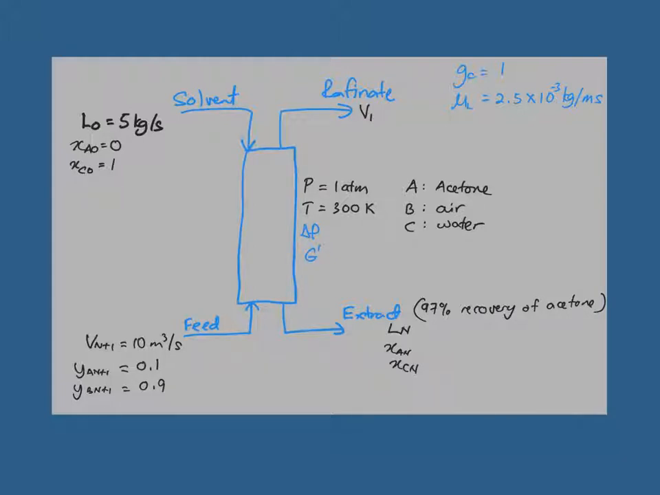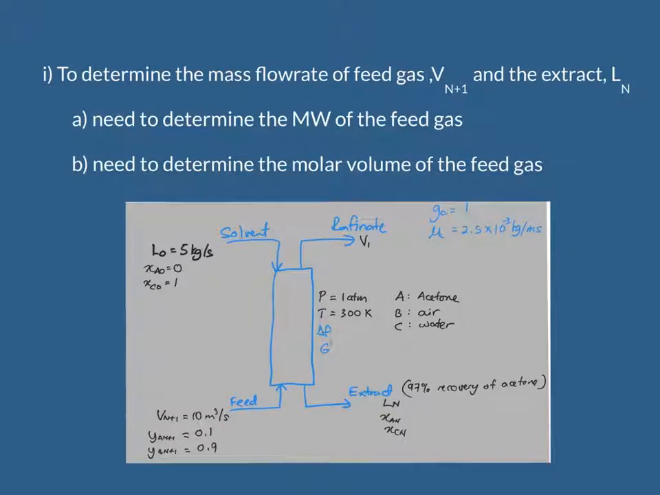Please be careful with the unit used here. We can see that the flow rate of the feed gas is given in meter cube per second, whereas the flow rate of solvent is given in kilogram per second. So, in order to determine the mass flow rate of the feed gas and the extract, we need to do 2 steps, which is A, we need to determine the molecular weight of the feed gas.